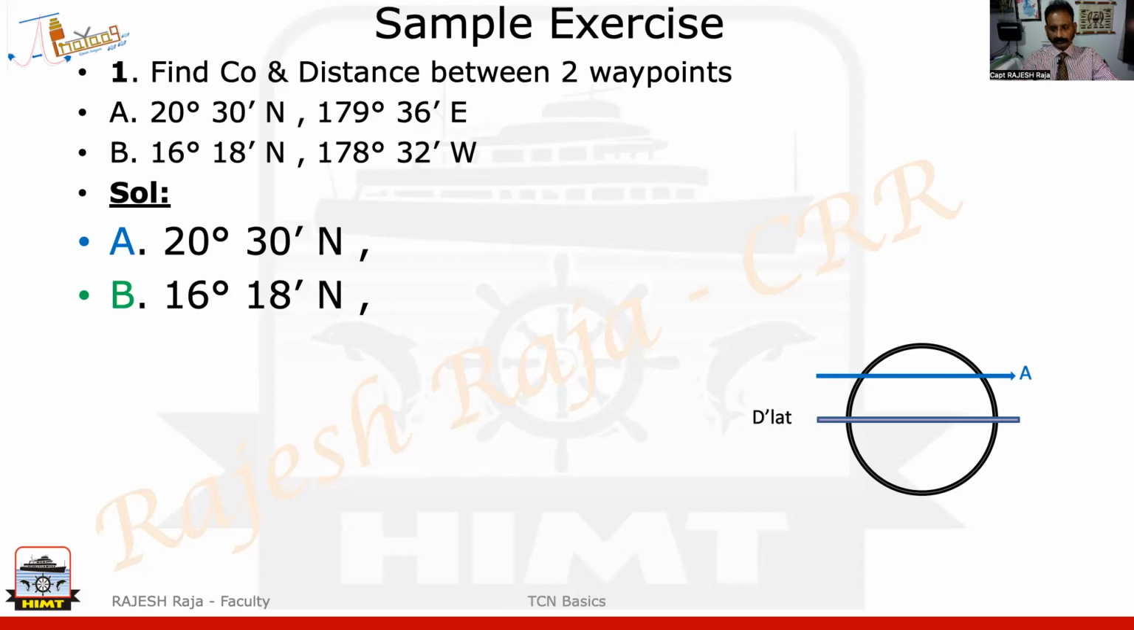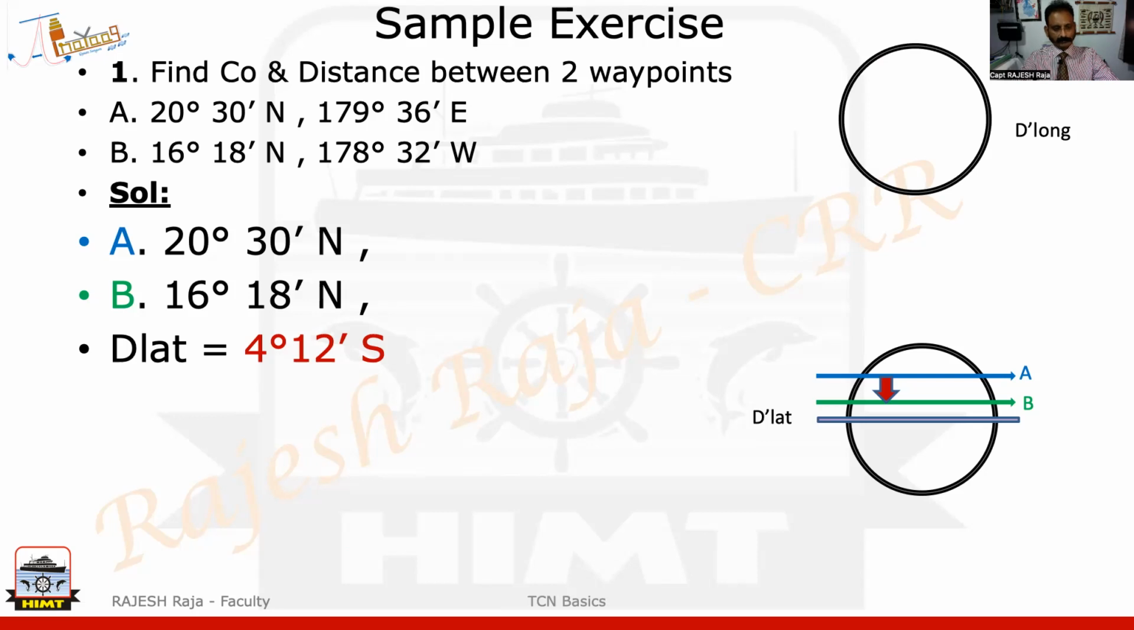Both of them are in the northern hemisphere, so this is Bravo, which clearly tells you that you are traveling in a southerly direction. All I have to do is calculate the difference in the value, and it comes to 4 degrees 12 minutes south. Okay, this is important. Now let us go for the D long.